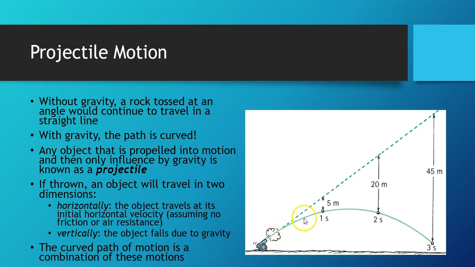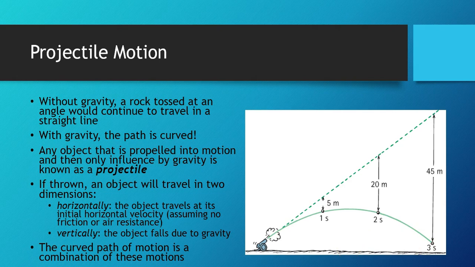This is because you have some amount of horizontal push that causes it to move forward. It maintains that same initial horizontal velocity, assuming that there's no friction or air resistance. And so it continues traveling forward horizontally, but vertically, it falls. It falls like every other object falls in free fall. And if we combine those two motions together, you get a curved parabola. This is why when you throw something up in the air, it looks like a curve. It comes down as a curve.